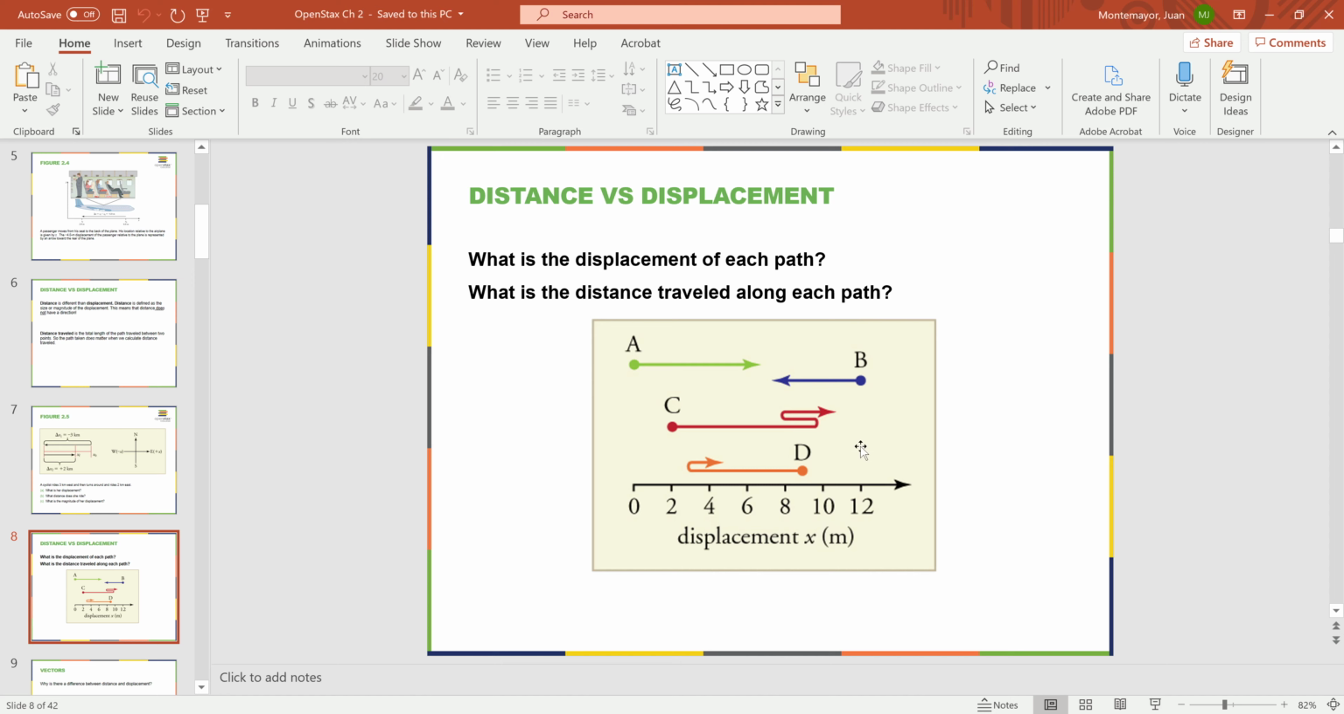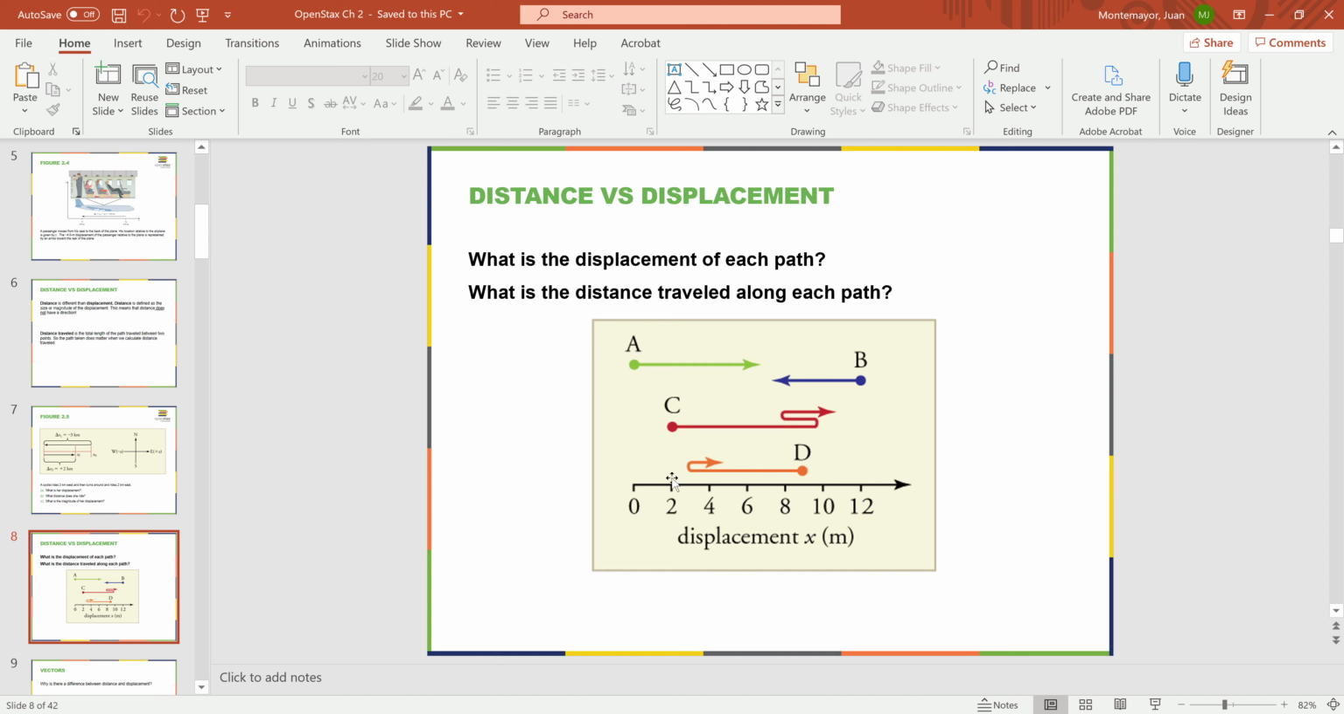For B, they started at 12 and went to, let's call that 7. So remember, for the equation, we do the final minus the initial. So here it would be 7 meters minus 12, which would give us negative 5 meters. That is what their displacement is. Now, distance is the magnitude of the displacement, the numerical value. So for distance, it would just be 5 meters.